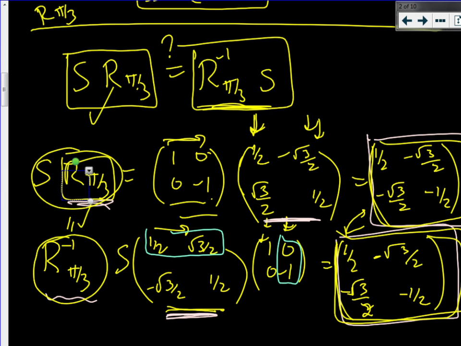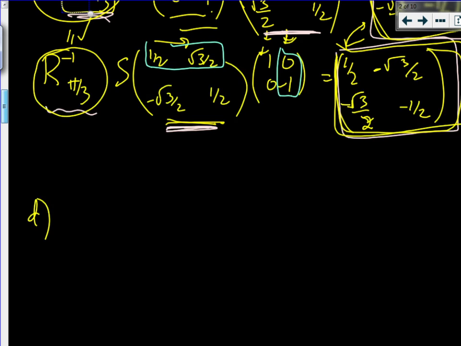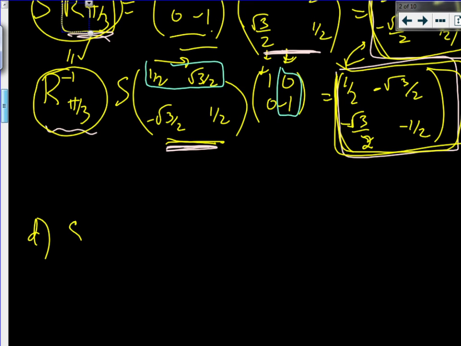Now, I take it that this was letter C. Now, for letter D, they want us to show that S times the rotation of 2 pi over n is equal to R inverse 2 pi over n times S. They want us to show this.